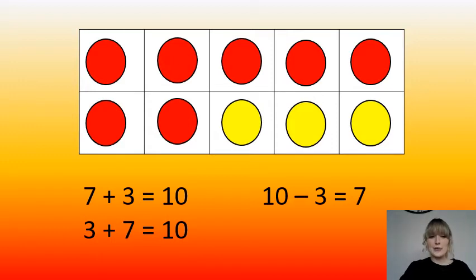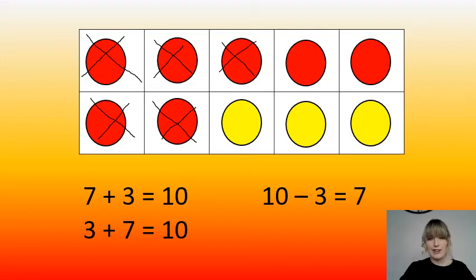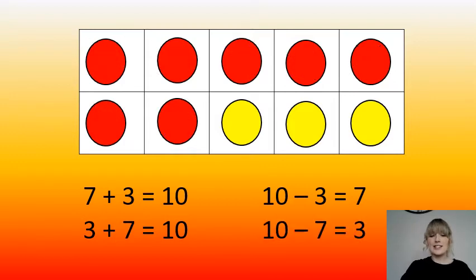Now, if I do a different one and I do 10 subtract 7, so I take away the red counters, how many do you think I will have left? So I've got 10 take away 4, take away 5, take away 6, take away 7. How many have I got left? How many yellow counters have I got? So 10 subtract 7 is 3.